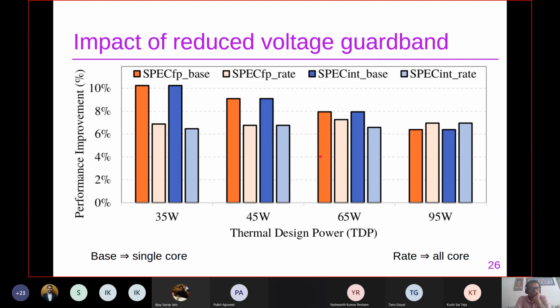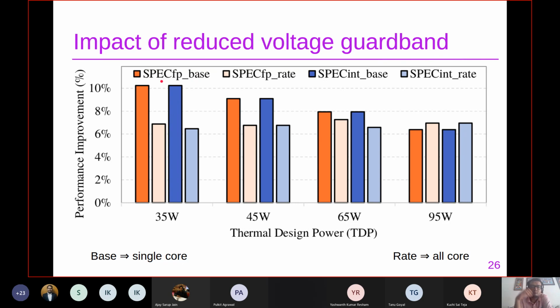Now, let us understand, if we somehow have scope for increasing the frequency, how much benefit do we get? Now here in this graph, the x-axis shows the thermal design power. That is nothing but the power budget within which you need to work or design your system. And the y-axis shows the performance improvement. For this particular graph, the system has been evaluated with a 100 millivolt reduction in voltage guard band as compared to the baseline, wherein the baseline system is power gated.